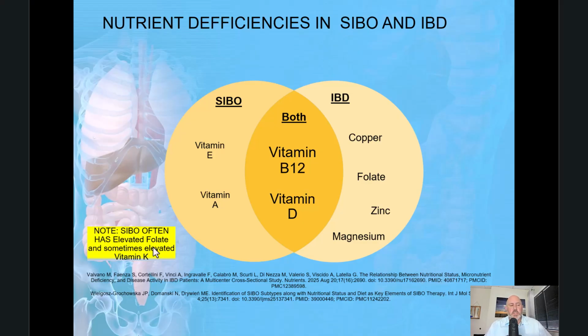One thing that is interesting, vitamin K and folate can both go up in SIBO due to the bacterial production of these nutrients. And so if you are being monitored for folate deficiency and you see your folate come back elevated, that might be a clue that you're also dealing with SIBO.